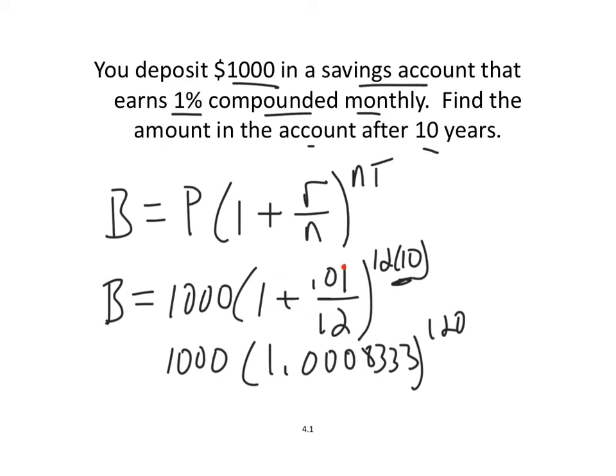On your phone, calculate this, hit the y to the x key or x to the y key, and raise it to the 120 power, then times it by 1,000. Because I've got a scientific calculator, graphing calculator here, I'm just going to take this, since I already have this in my calculator, raise that to the 120, and then times that by 1,000.